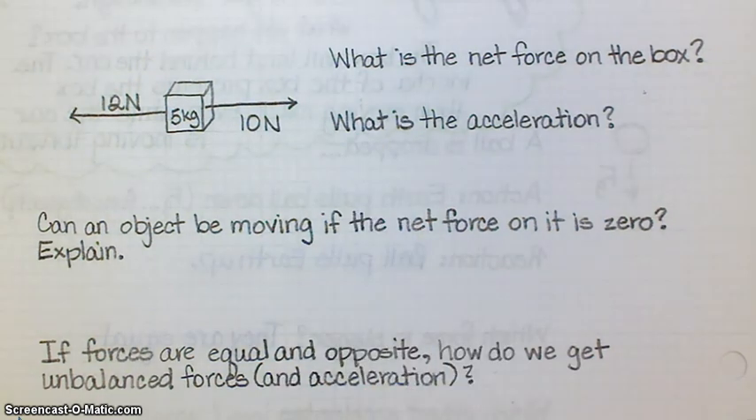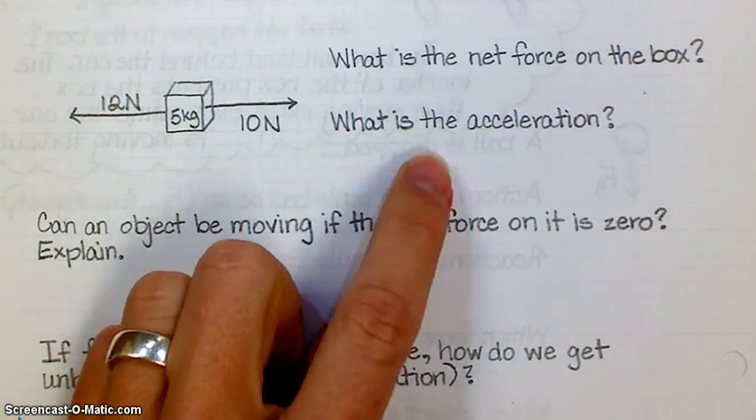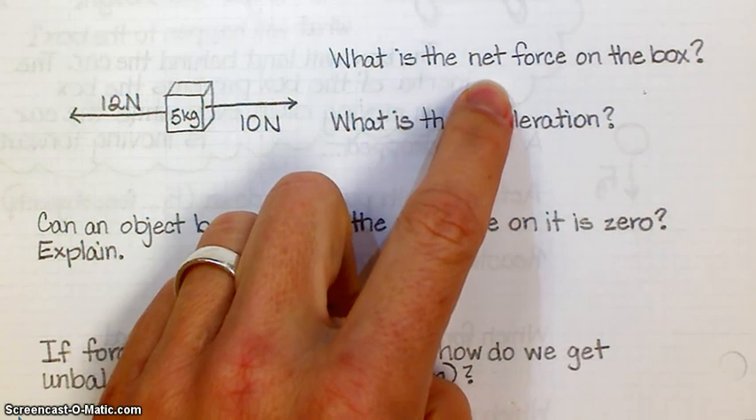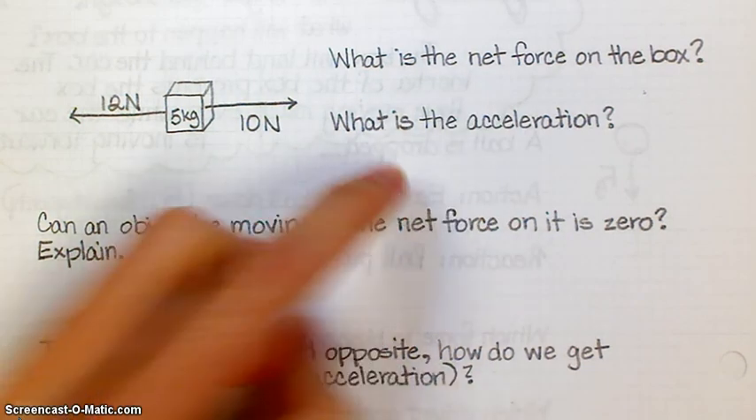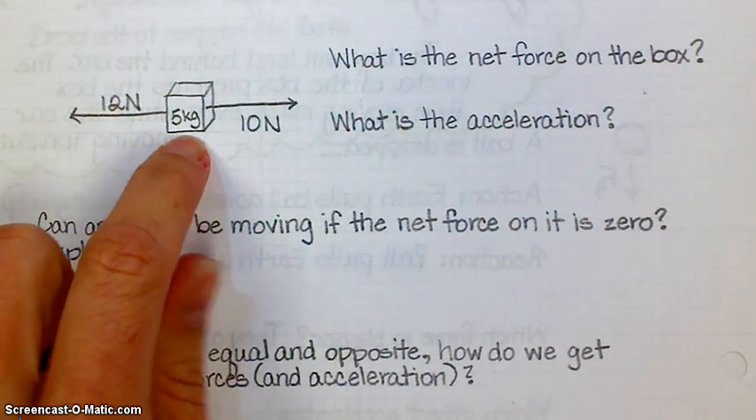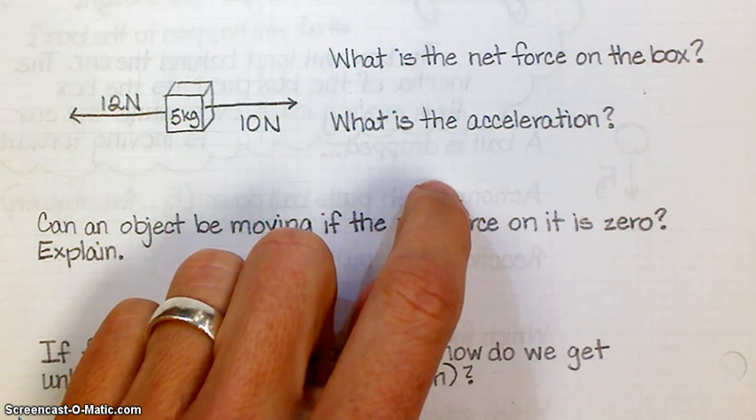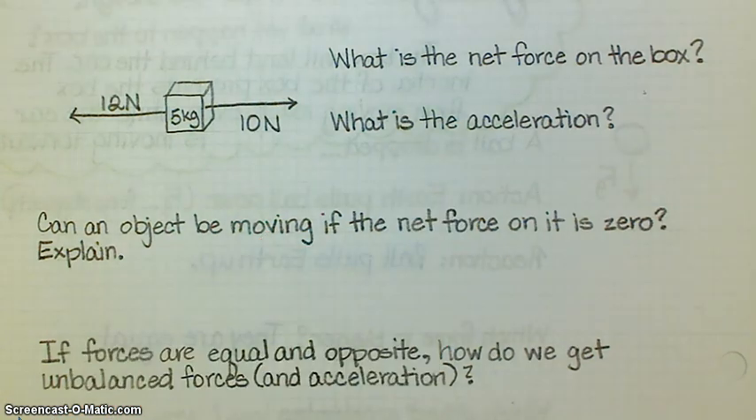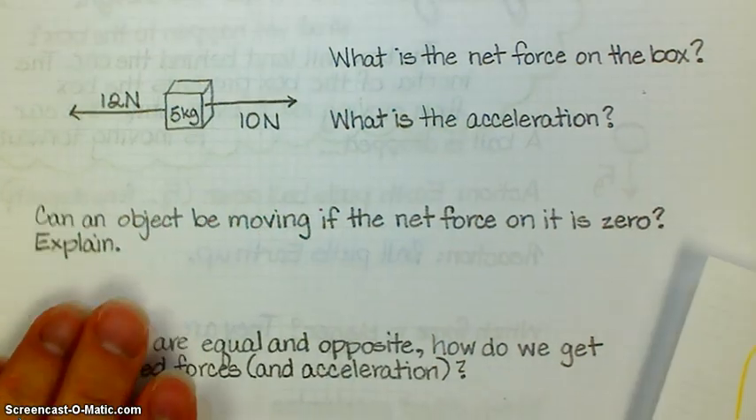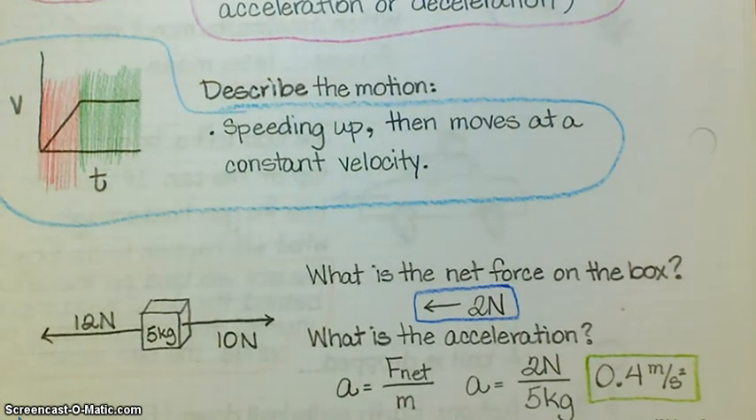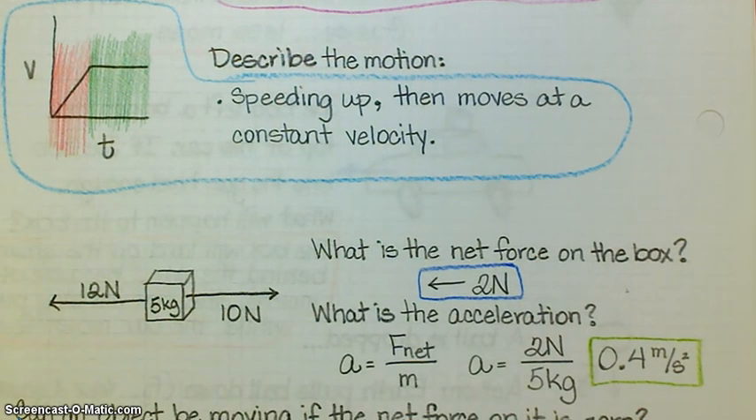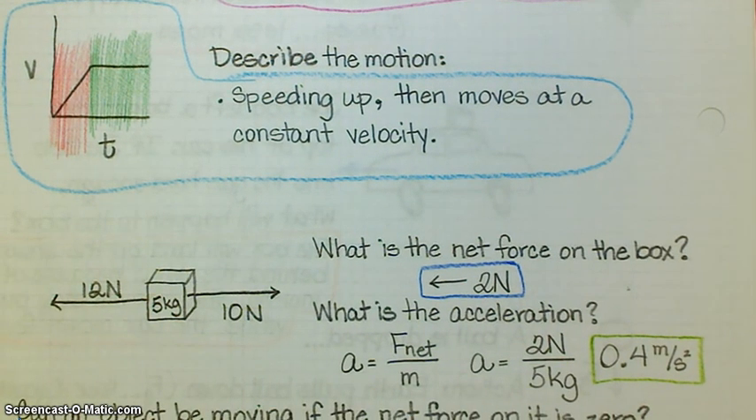What is your acceleration? Your acceleration is found by net force divided by mass. A equals net force. Remember that the net force we found was 2, so 2 divided by 5 kilograms. When you do 2 divided by 5 kilograms, you get an answer of 0.4 meters per second squared. So there you go. There's the situation.